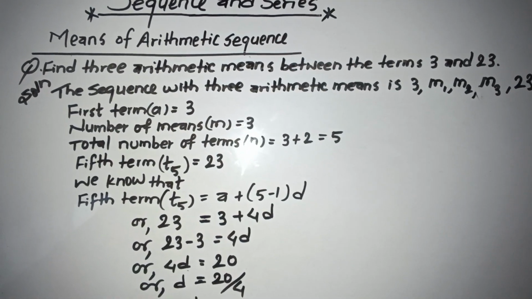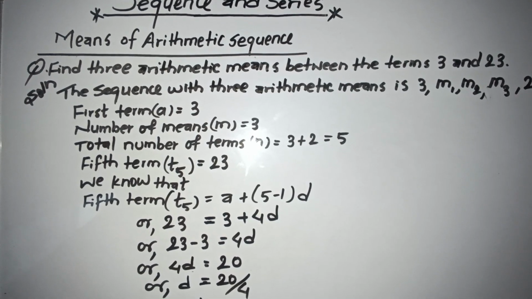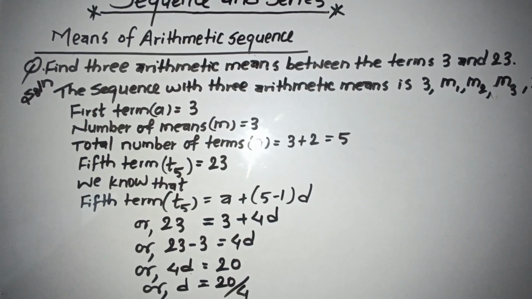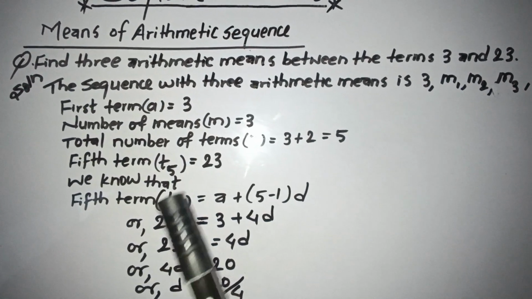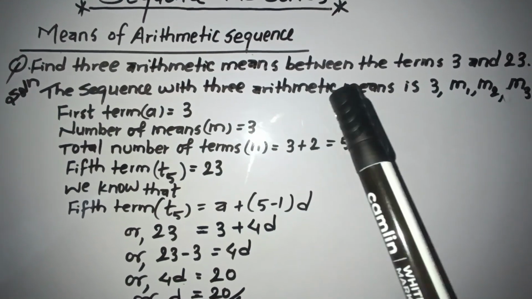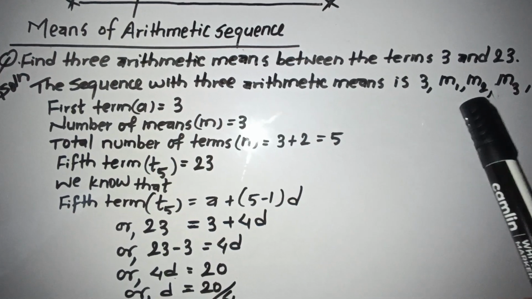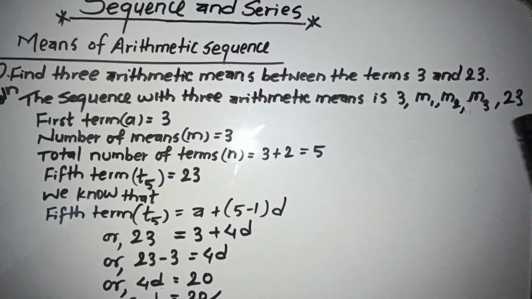We are going to solve another numerical problem based on arithmetic sequence. Find three arithmetic means between the terms 3 and 23. The sequence with three arithmetic means is represented as 3, m1, m2, m3, 23.